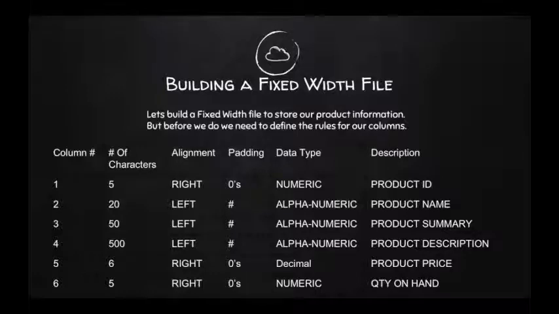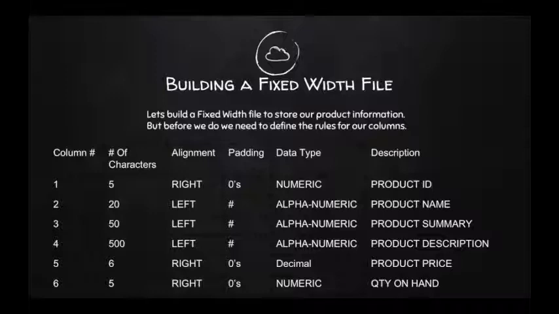Again, left justify. It's alphanumeric. Product description, column 4, we're going to set that to 500 characters. Again, left justify, padding pound. Column 5, product price. So this one's slightly different. Since price is actually a dollar amount, we're going to set it to be number of characters 6, but we're going to right justify it, pad it with zeros, and we're going to make it a data type of decimal. That means that we're going to have some decimals.